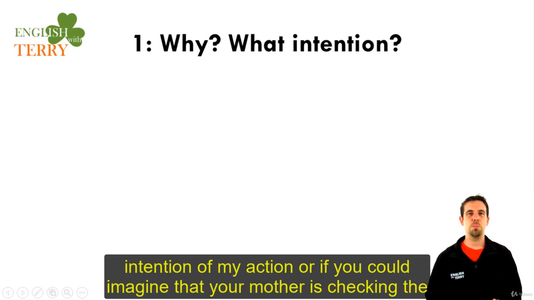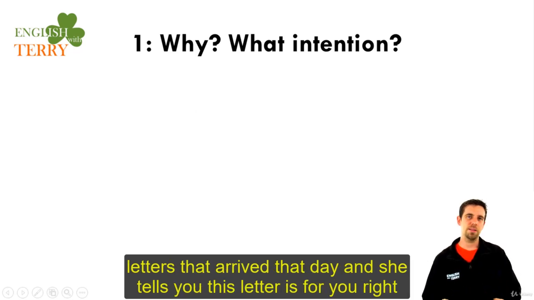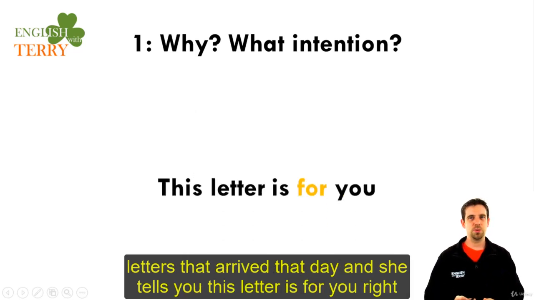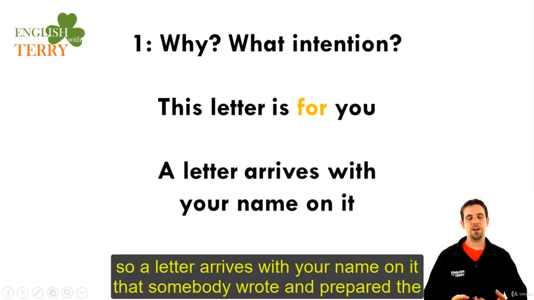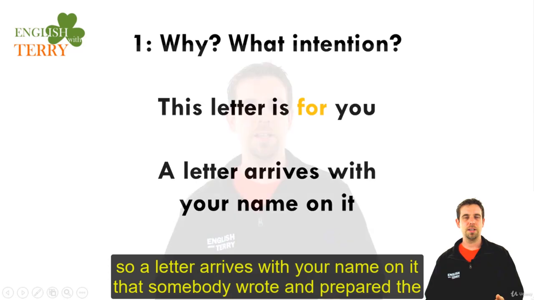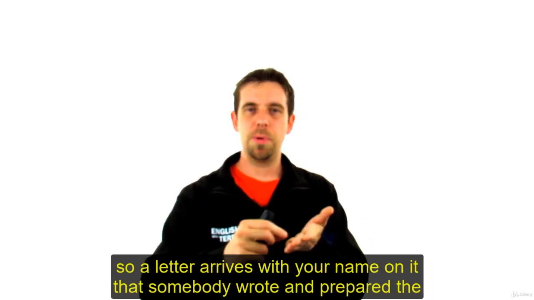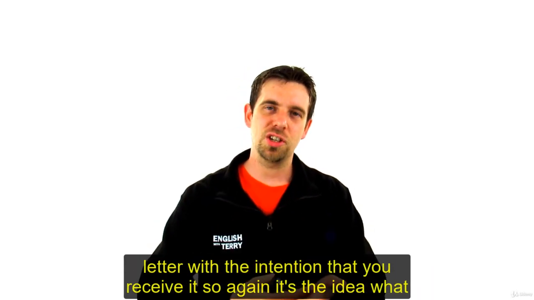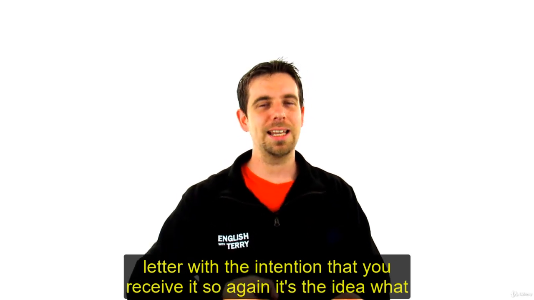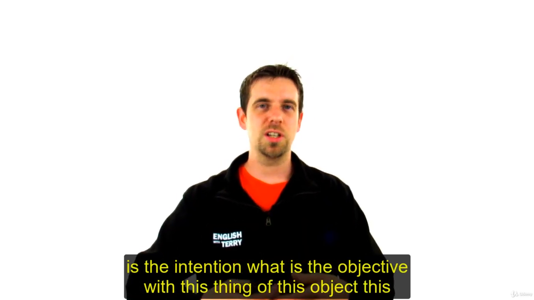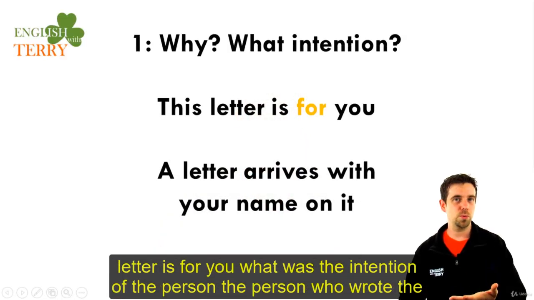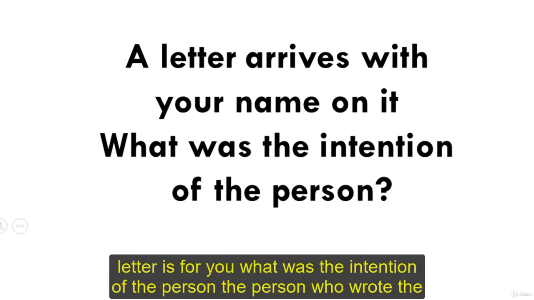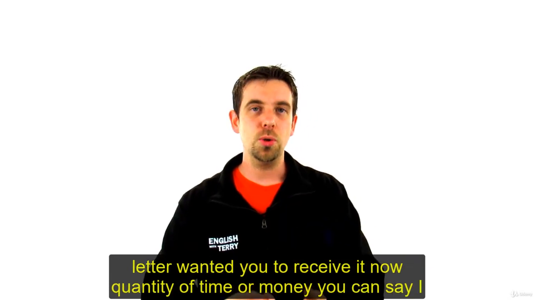Or if you can imagine that your mother is checking the letters that arrived that day, and she tells you, this letter is for you, right? So a letter arrives with your name on it, that somebody wrote and prepared the letter with the intention that you receive it. So again, it's the idea. What is the intention? What is the objective with this thing or this object? This letter is for you. What was the intention of the person? The person who wrote the letter wanted you to receive it.